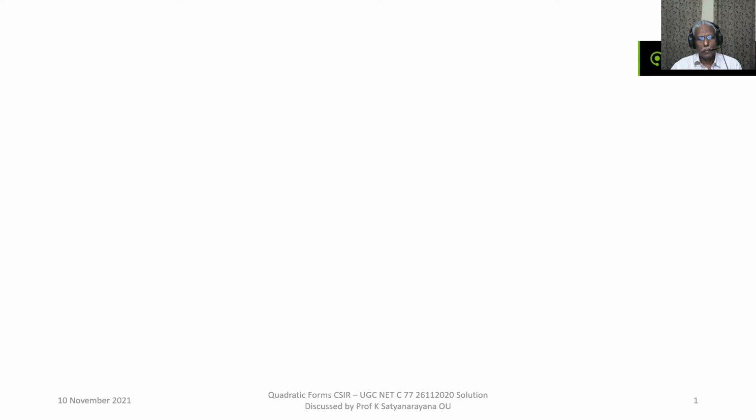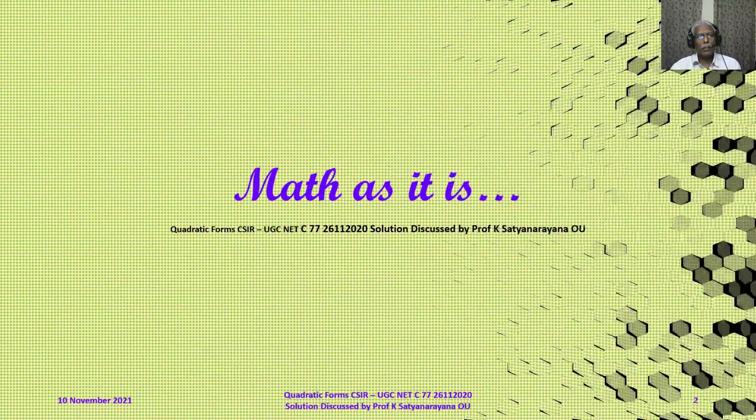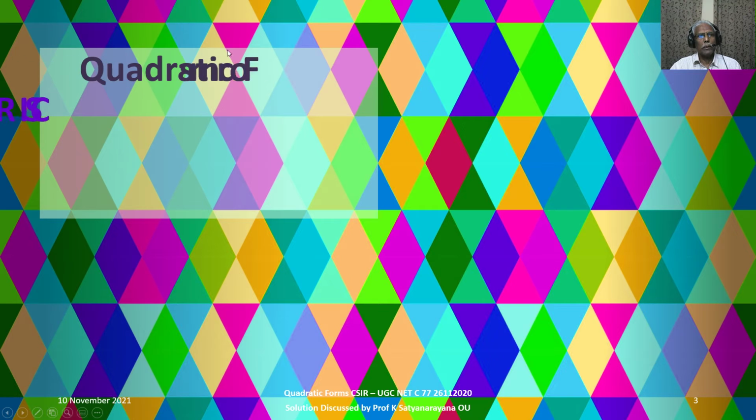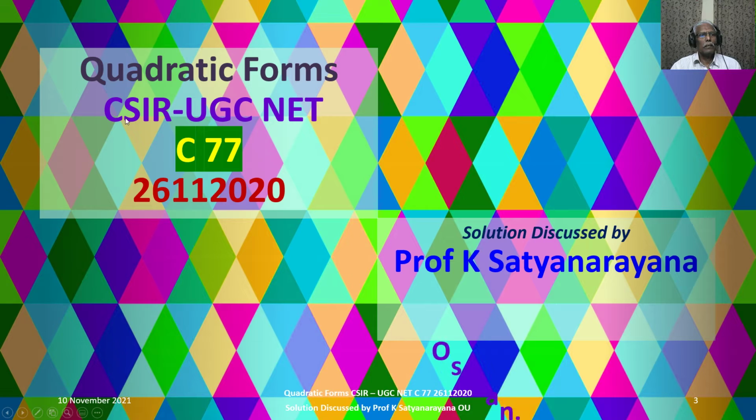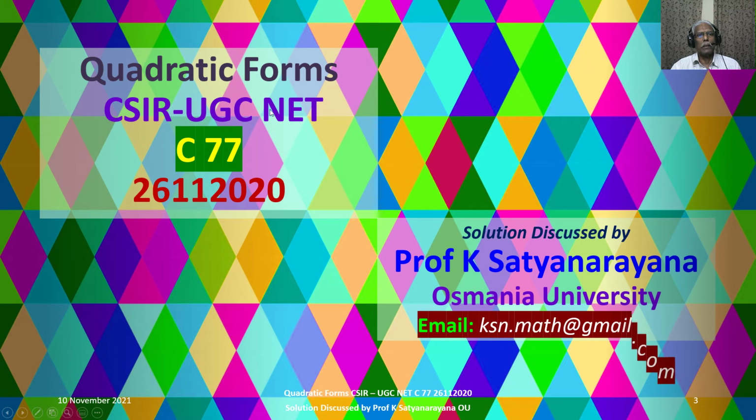Here we discuss the solution of a problem from the section Linear Algebra. The problem is on quadratic forms. The problem was given in the CSIR-UGC National Eligibility Test held on 26th November 2020. The question is from Section C, wherein each question carries 4.75 marks.